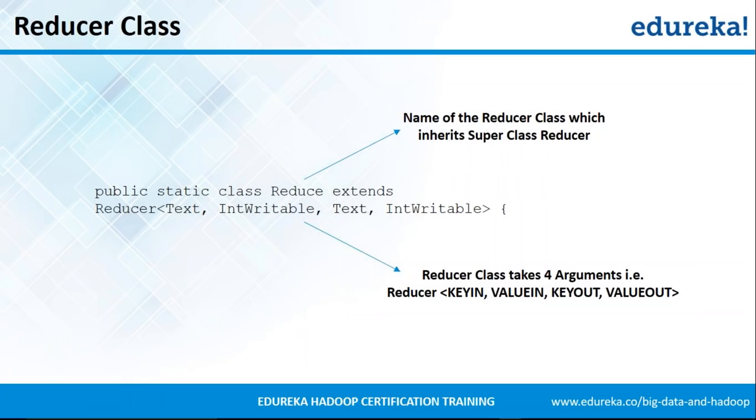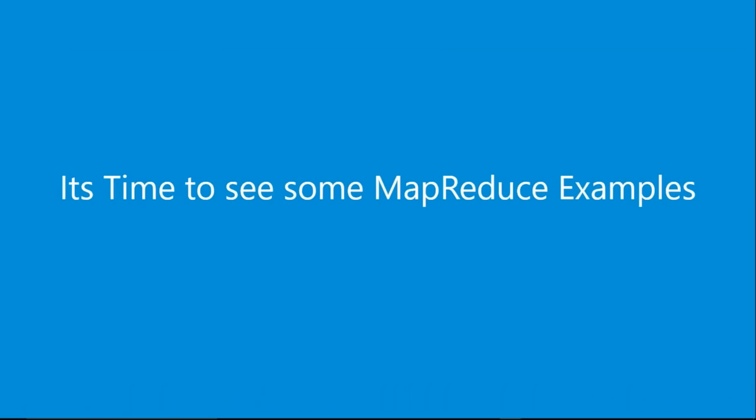Okay. So guys, I hope you are clear with the 2 important classes that need to be declared and how they need to be declared for writing a MapReduce program. In this case, it is word count. So let's move on. It's time to see some MapReduce examples. To start with, let me take you through the word count example itself.